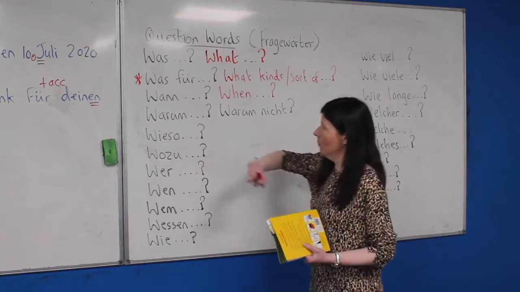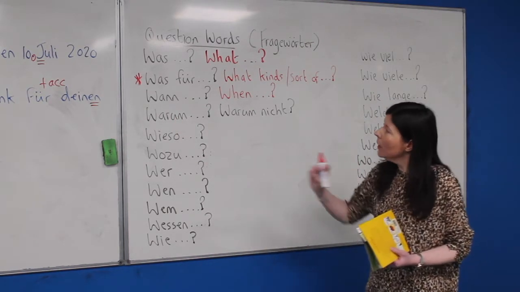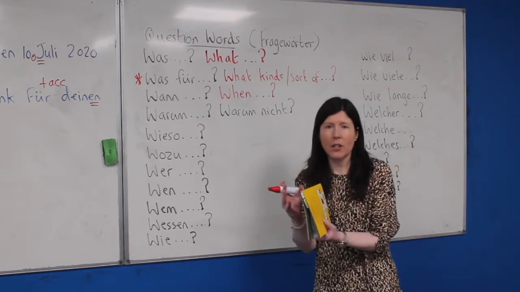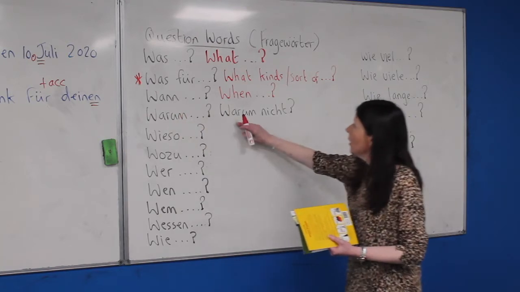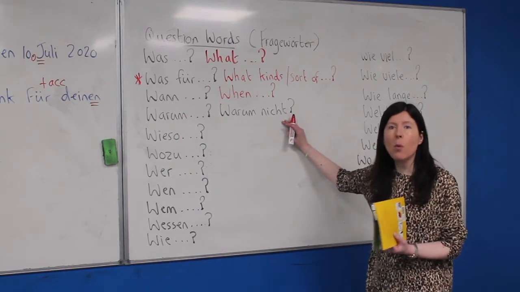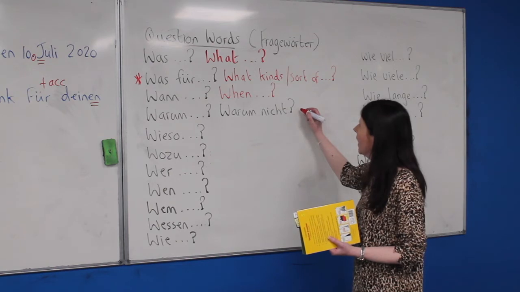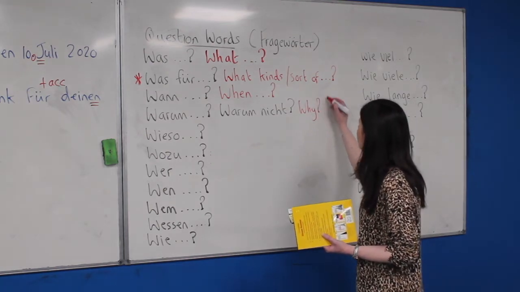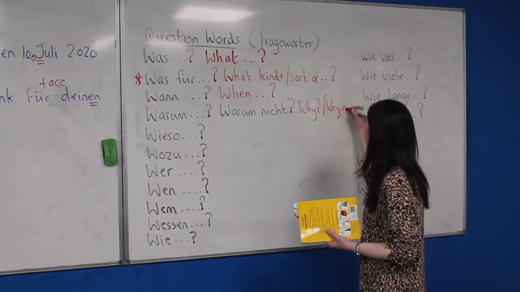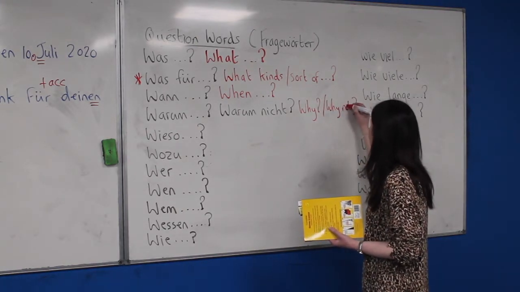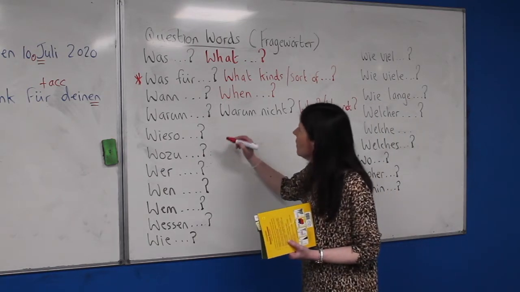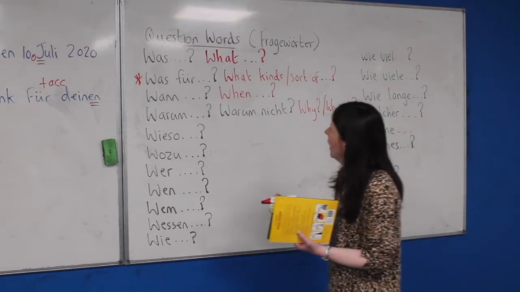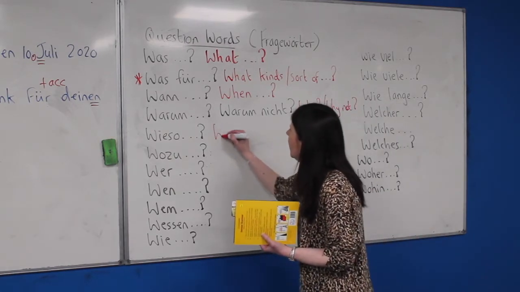So warum is why. Now these are little questions that you get at the end of another question. So you'll have one question in the letter, and then will come warum, or you'll get warum nicht. So the warum is why, warum nicht, why not. Okay, the next one is wieso. So wieso is like why, it's like how come, why. So that's why or how come.